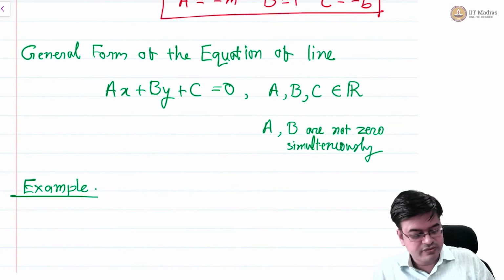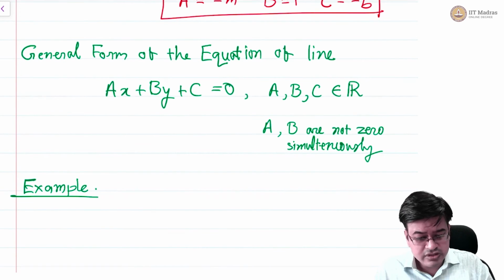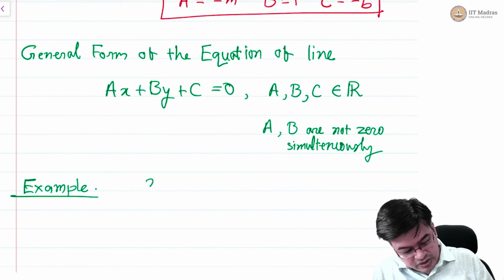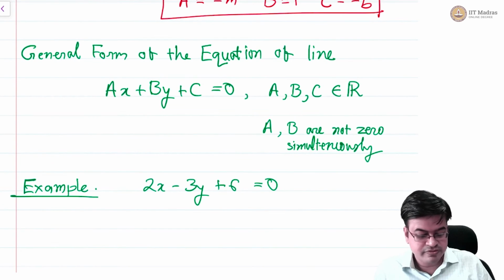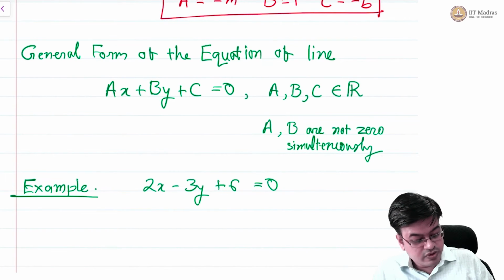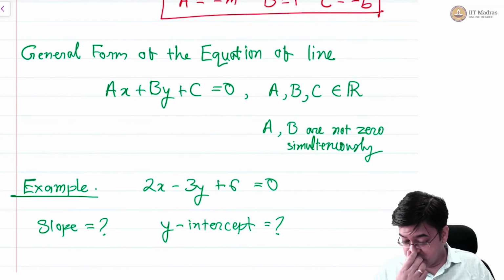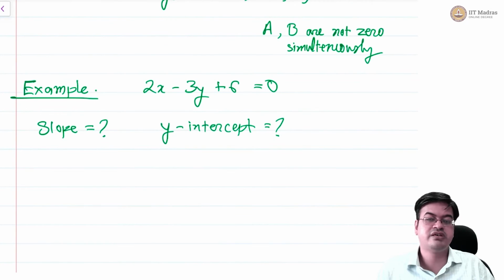So these examples will demonstrate the utility of general equation of line. So in particular, if you are given an equation of a line, let us say 2x minus 3y plus 6 is equal to 0, and you are asked what is the slope of this line and what is the y-intercept of this line. Okay, so in order to answer this question, what you need to do, you need to convert this equation into a standard form, that is slope intercept form.